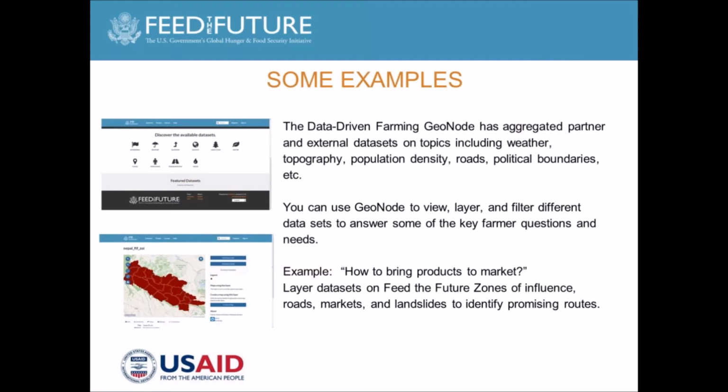So just some examples, and we're definitely looking to build out the design of the website as well as the content. So we're looking for feedback. The GeoNode is an aggregator of partner and external data sets on topics including weather, topography, population density, roads, political boundaries, etc. You can also use the platform to view, layer, and filter different data sets to answer some of the key farmer questions and needs.